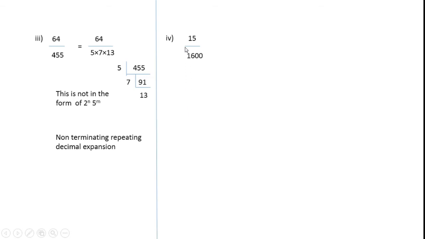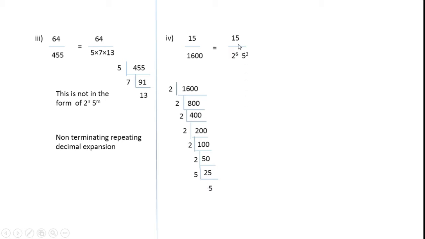The next one, 15 by 1600. Here, the denominator is 1600. We have to find the prime factorization. First, I am taking 2. 800, again 2. 400, again 2. 200, again 2. 100, again 2. 50, again 2. 25. Now 5 I am taking, 5 fives are 25.